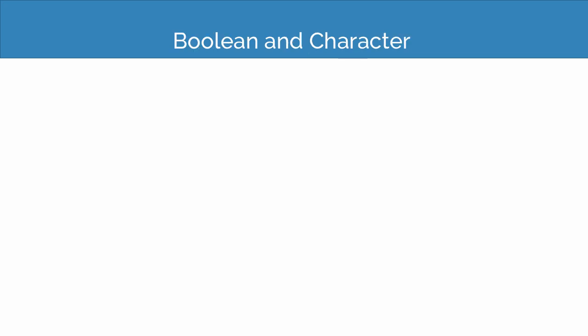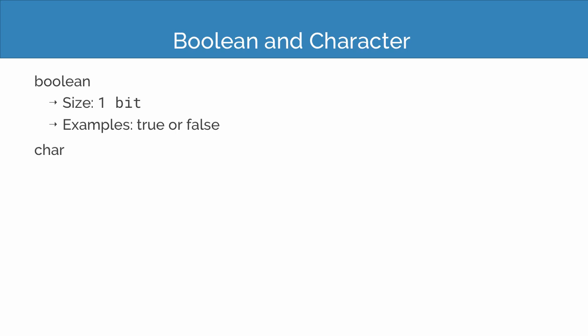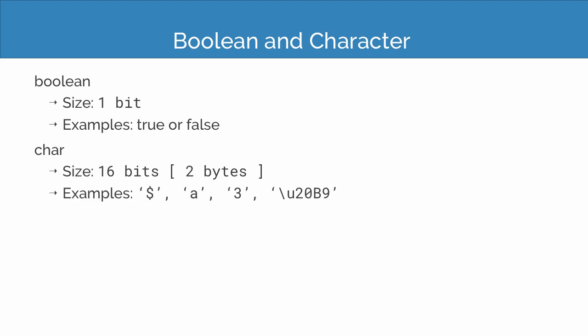And now at the end we have the Boolean and character data types. So for the Boolean, the size it takes is basically 1 bit. And for example, the Boolean variable can only contain the values of true and false. Then comes the character data type, whose size is 16 bits, that is equivalent to 2 bytes. And in case of character, we have such examples.